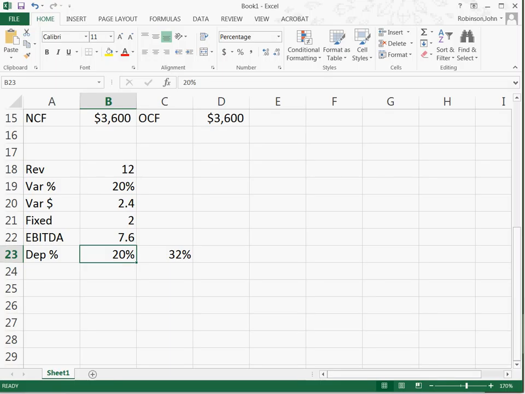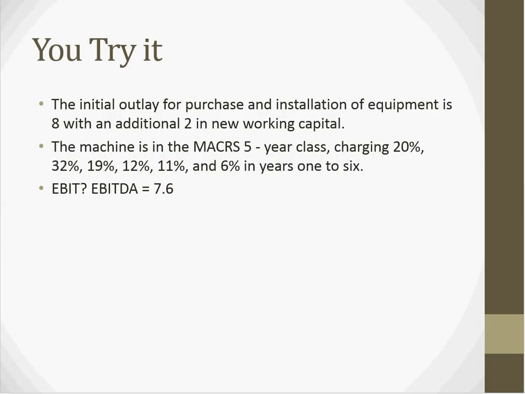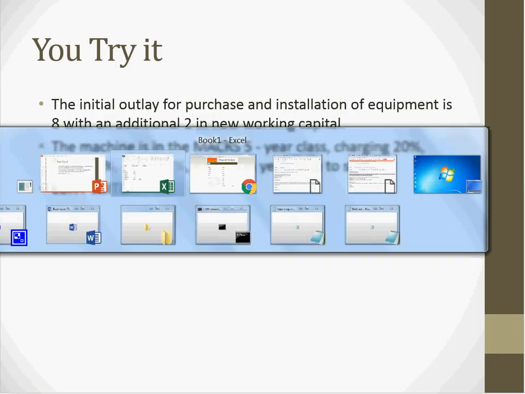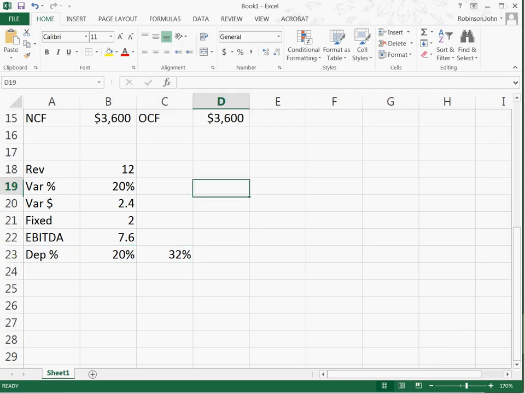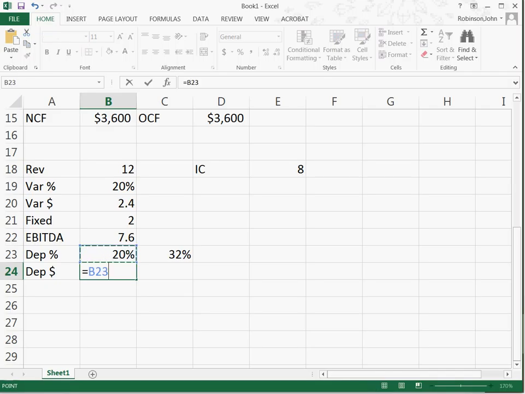So 20% of what? So we have an initial purchase and installation of 8. So under GAAP, both the purchase price and the installation costs are lumped together and depreciated as a unit. So we have initial cost of 8. And that means our depreciation dollars are going to be 20% of 8.